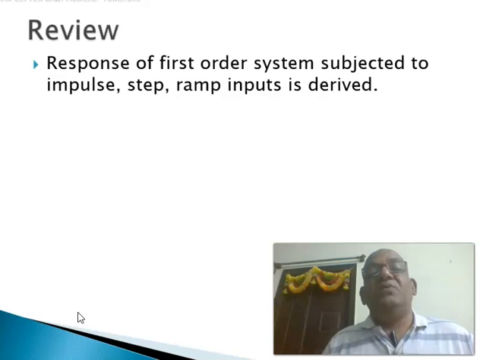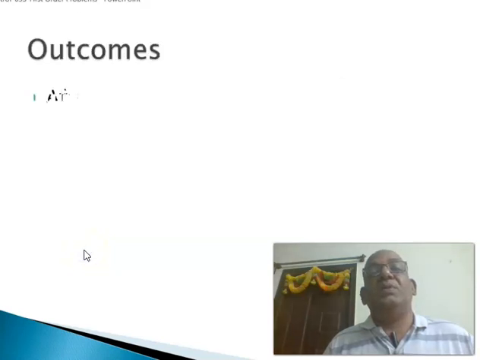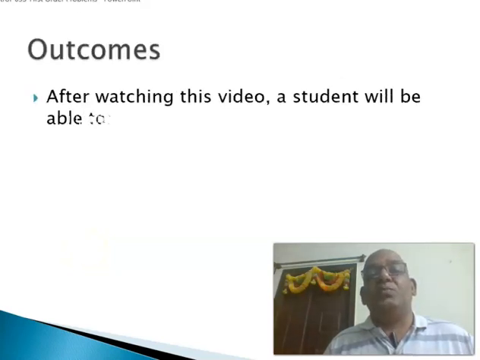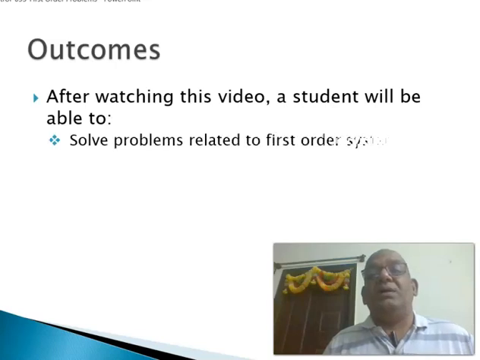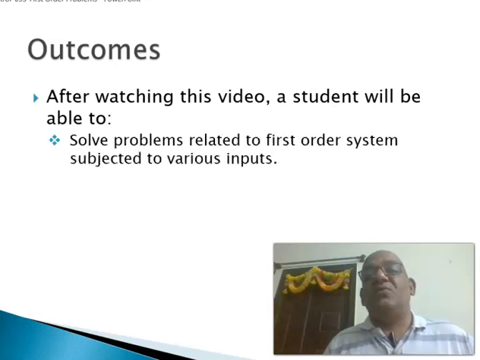In the previous video we have seen the response of a first order system to a unit impulse input, step input and ramp input. In the present video we'll try to solve one problem on time response analysis of first order system. This takes kind of relating mathematics to the physical situation happening in real life.